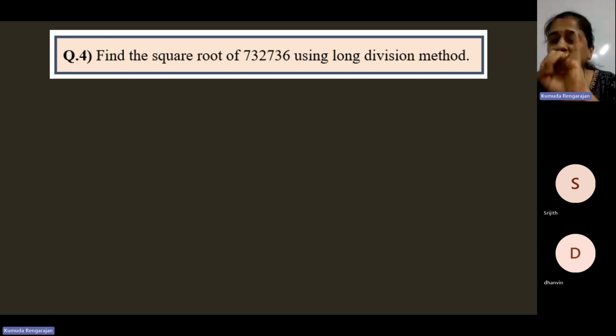See, we have two methods, prime factorization method, long division method. Prime factorization method can be used only if the number is a perfect square, or if it is given to find the square root of this number using the prime factorization method, then that means it is a perfect square. So you use that method. Long division method you can use in both the cases, whether the given number is a perfect square or not. If it's a perfect square, you will get a perfect answer. If it's an imperfect square, you will get an approximate value up to some decimal places, because the division will not come to an end, it will keep going. So you will stop.